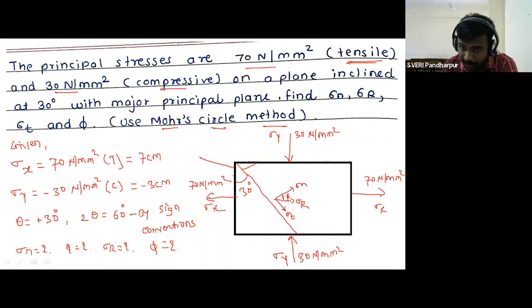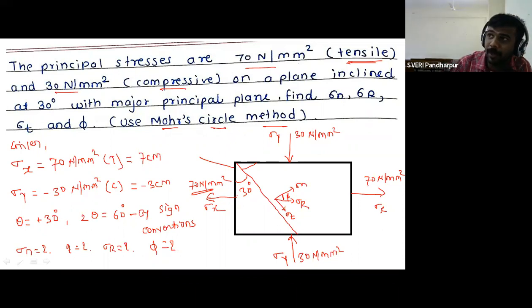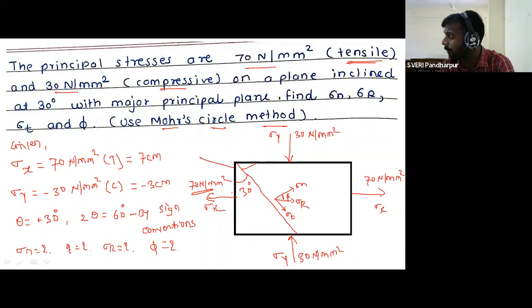And on the major principal plane, which stress is there? Whether sigma x or sigma y? Sigma x. And what is the position of sigma x? Whether point A or point B? Point A. So if your theta is given with the major principal plane, from which point should it be taken, point A or point B? Point A. Why? Because on the major principal plane your sigma x is there.